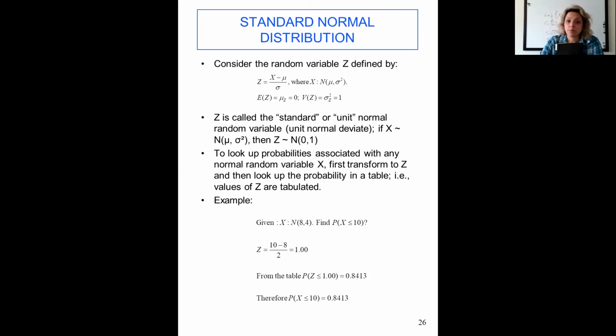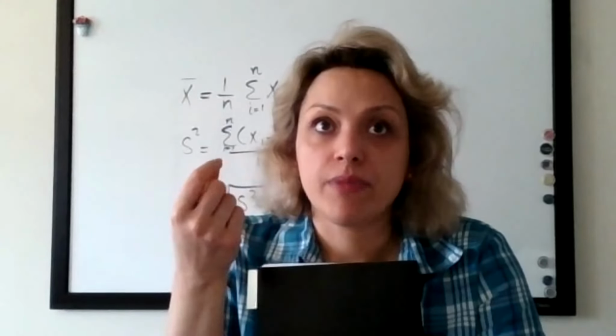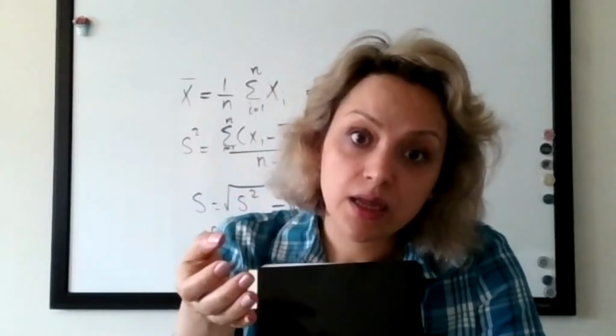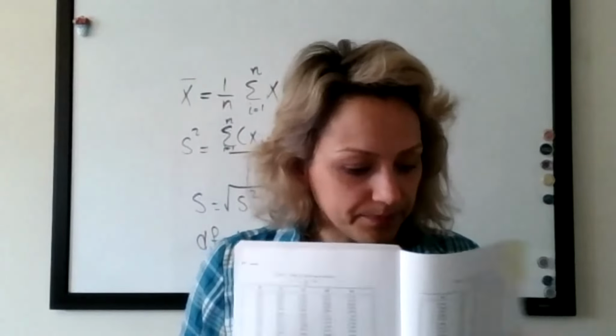So instead of the probability of X less than or equal to 10, we can find the probability of Z less than or equal to 1, because the standardized value for 10 for that specific example was 1, based on the mu and sigma that it had. So we are going to go to the table and read the value for Z less than or equal to 1.